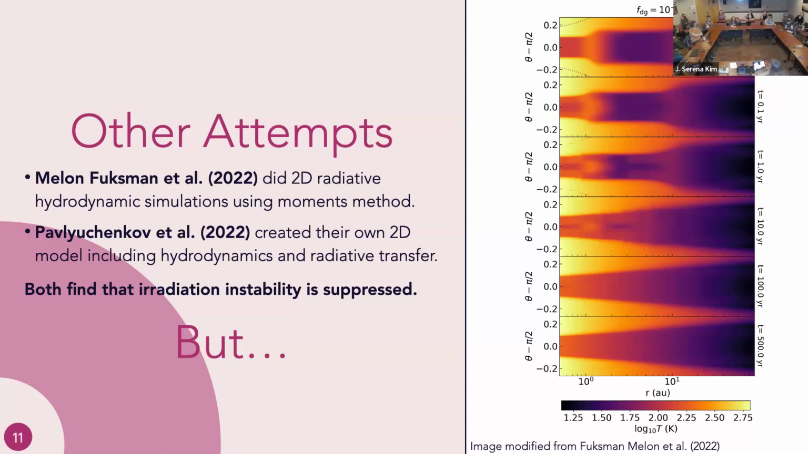Can you quickly describe what Pavlyuchenkov did differently? I'm familiar with the Mellon-Fuchsman work. They just used their own code, basically. They had a similar setup, but a different initial configuration. We'll get to that later. The surface density profile was slightly different. They actually simulated a radiated inner rim. And I think they didn't use the two-moments method with the Eddington M1 closure. Their radiative transfer was different as well.